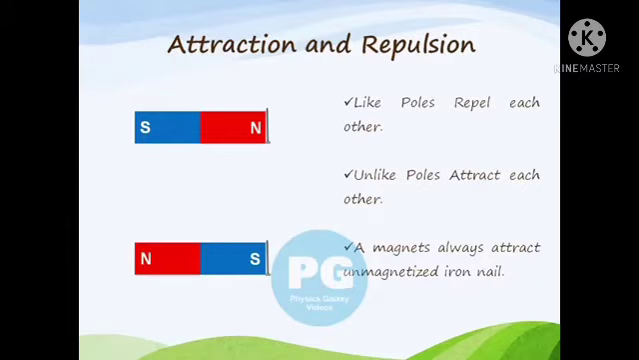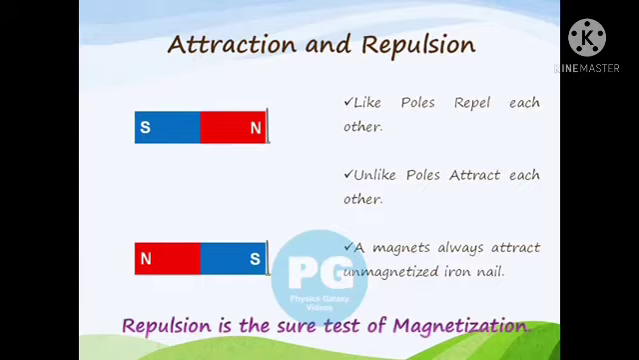A magnet always attracts an unmagnetized iron nail. The unmagnetized iron nail is also one of the metal substances. A magnetized iron nail is equal to a magnet. But if the north pole of one magnet is brought near the south pole of another magnet, they are found to attract each other. Similarly, if the south pole of one magnet is brought near the south pole of the other magnet, they are found to repel.